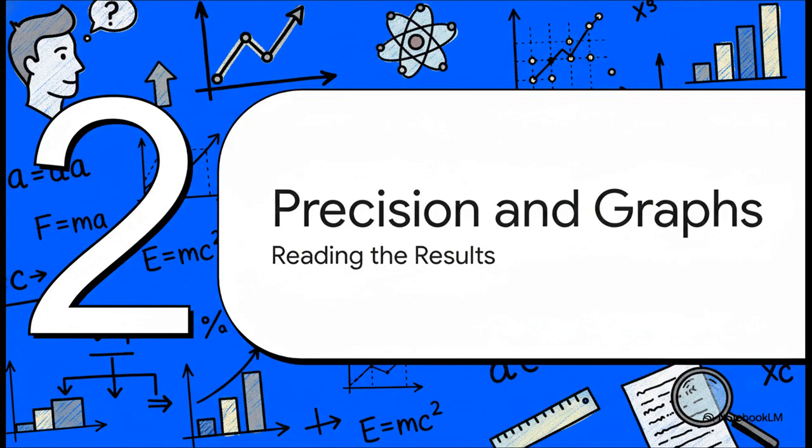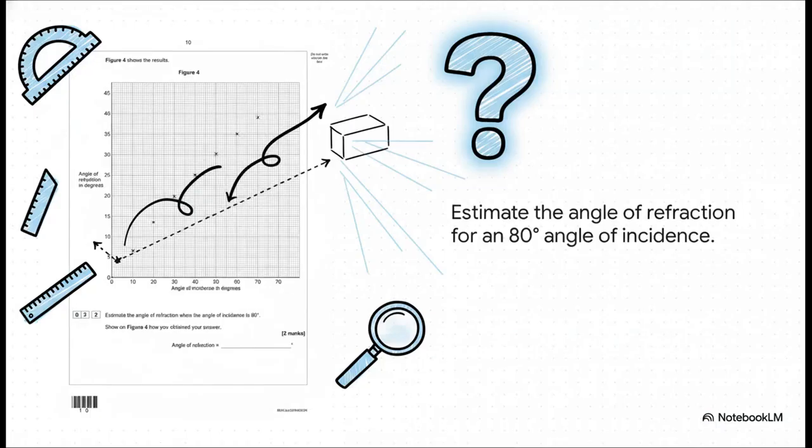All right, moving on. The question now throws a graph at us, showing the students' results from the experiment. So let's figure out how to read this thing. Right, so check this out. The question is asking for a value that is literally off the chart. The student stopped measuring at a 70-degree angle of incidence, but we need to figure out what would happen at 80 degrees. This means we need a special skill.